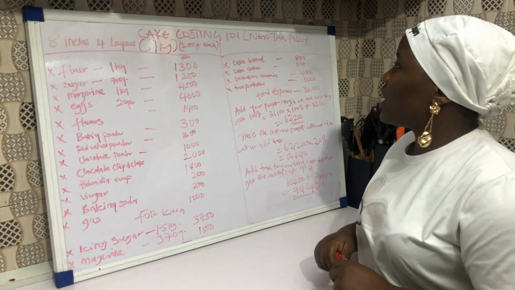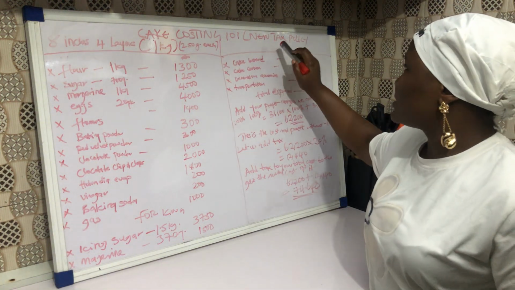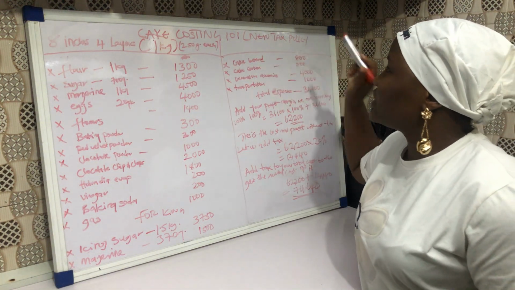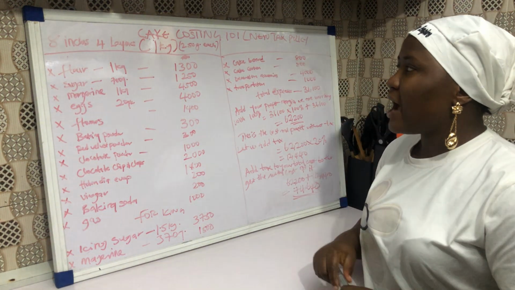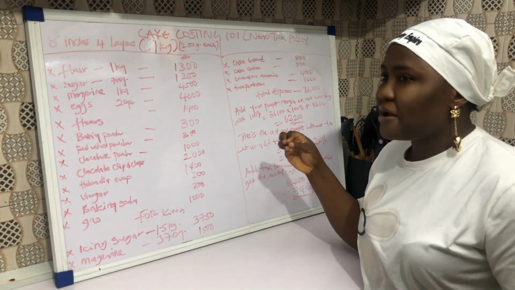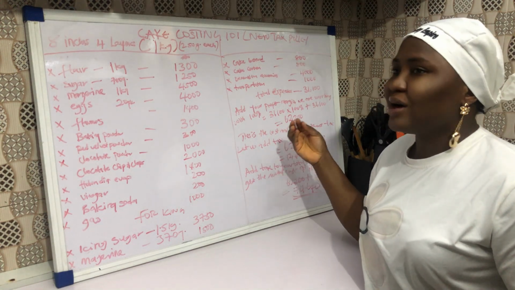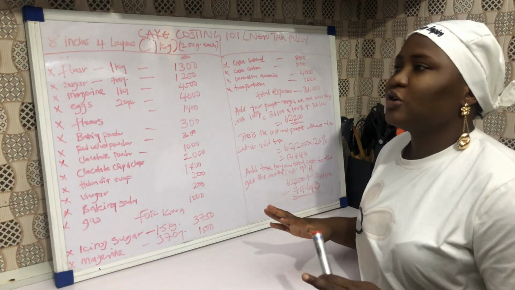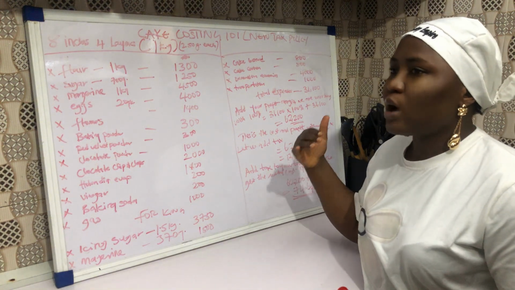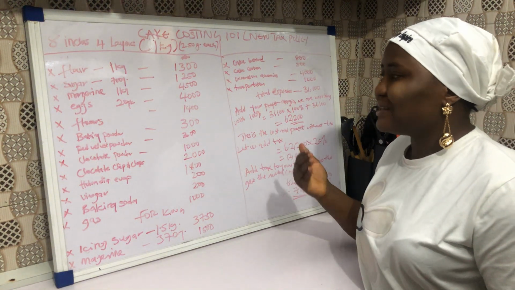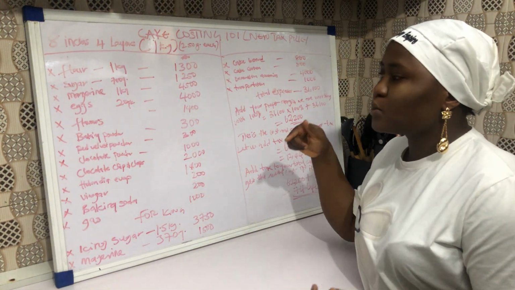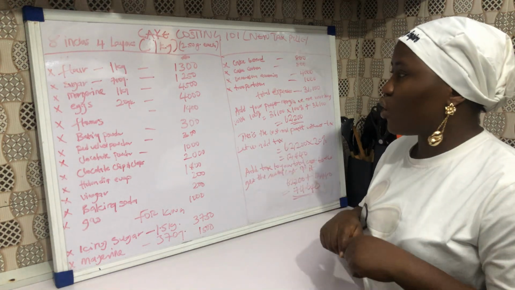So in today's video, I want to teach us cake costing 101 with the new tax policy, how you can add tax to every one of your costings, how you can add tax to all your work, so that at the end of the year when they want to accumulate it, you know that you are not paying that tax from your supposed profits, but you have added it in all your work.